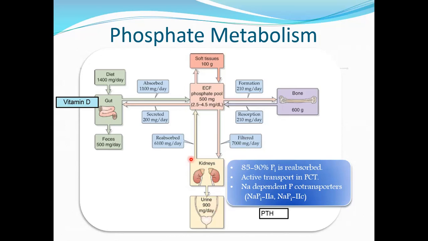So here you need to note something. 1,400 milligrams we are taking in, 500 milligrams excreted through feces, and 900 milligrams excreted through kidneys. So again, the total excretion is equal to the total input, so as to maintain the normal phosphate levels in your blood, right? So that which returns back into the ECF is 6,100 milligrams. Again, 200 milligrams is secreted into the GIT.